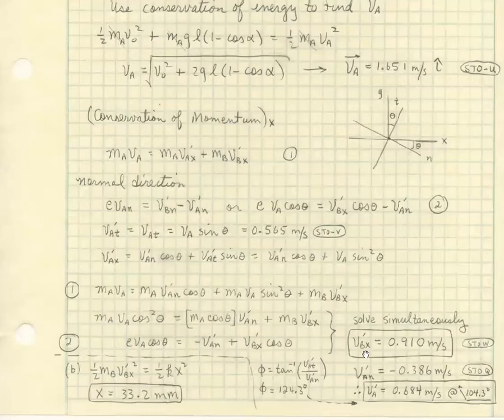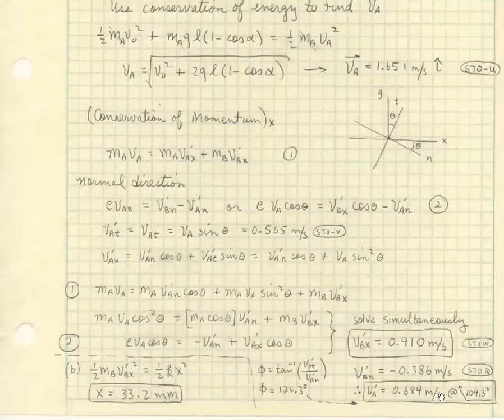And when I do, I get VBX prime equal to 0.910 meters per second. And I'm going to store that answer because I need it a little bit later. And the other answer coming out of there is VA normal prime equal to minus 0.386 meters per second. I'm going to store that answer as well. Now, what this means for us, if we're calculating VA prime, we need the component of this right here squared plus this component squared and take the square root of it. When you do, you get 0.684 meters per second.